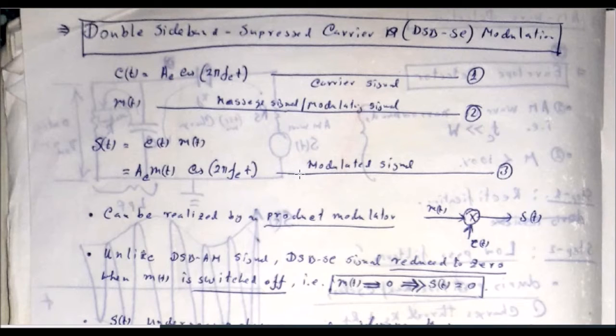Now what is the procedure of generating the DSB-SC signal? There is a particular type of modulator called the product modulator. The product modulator does the multiplication operation between its two inputs. The two inputs are the message signal m(t) and the carrier signal c(t). When both are given as input to the product modulator, it generates the product of these two signals as the output, that is s(t), the modulated signal. This is the DSB-SC signal.